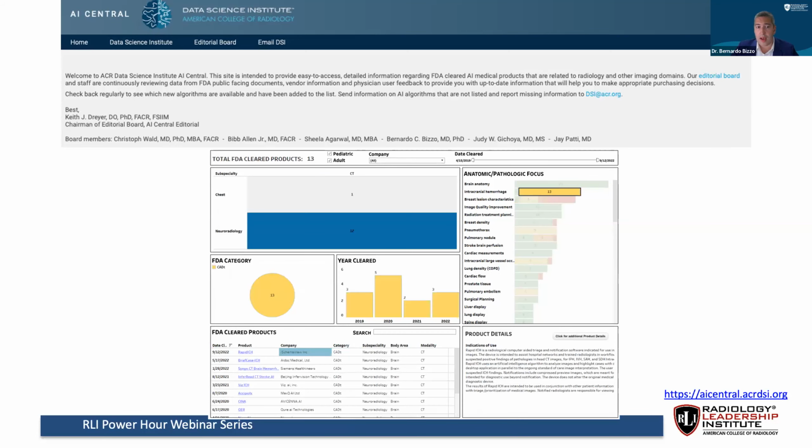For example, we can look for all FDA-cleared tools for intracranial hemorrhage on CAT scans. And the site lists all products, all companies. We can see 13 different tools, all CAT-Ts. I took this screenshot 7 months ago. I checked it again recently, and there were already over 16 CAT-T tools. So the site keeps being updated as new tools are released.